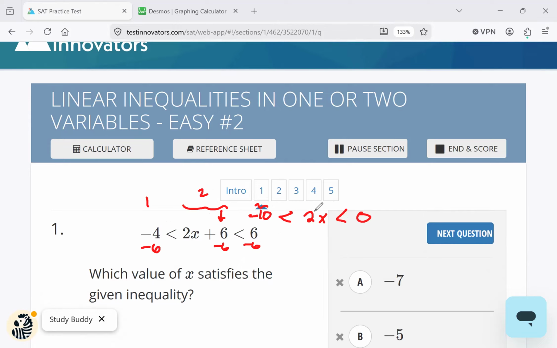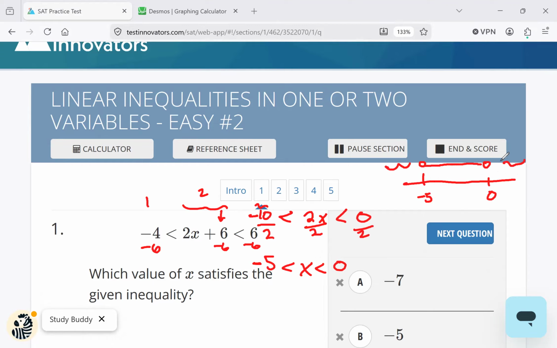And then what I'm going to do next is get rid of the 2 by dividing all sides by 2. We get x is less than 0 divided by 2 is 0, is less than, and then -10 divided by 2 is -5. Okay, so what does this mean? If you put it on a number line, here's -5, here is 0, you're going only in these boundaries. So any number between these boundaries is fine. Anything outside, like here, is not fine. So look at A. Is -7 in our boundaries? No, -7 is right here. It's outside.